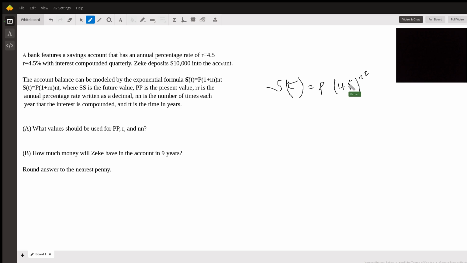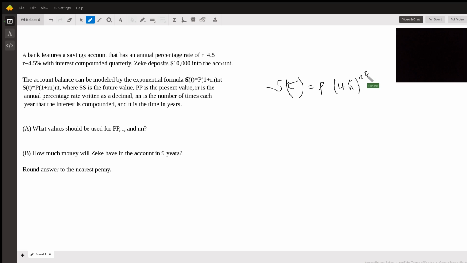R is the annual rate of interest that the bank will pay us on the money. N is the number of times the interest is compounded. In this case, it's quarterly. So every quarter, that is 4 times a year, the bank will pay interest out into the account. And T is the number of years. And S is the future amount. So this tells you exactly how much money you're going to have if you put a certain amount of money in the bank and wait T years later.